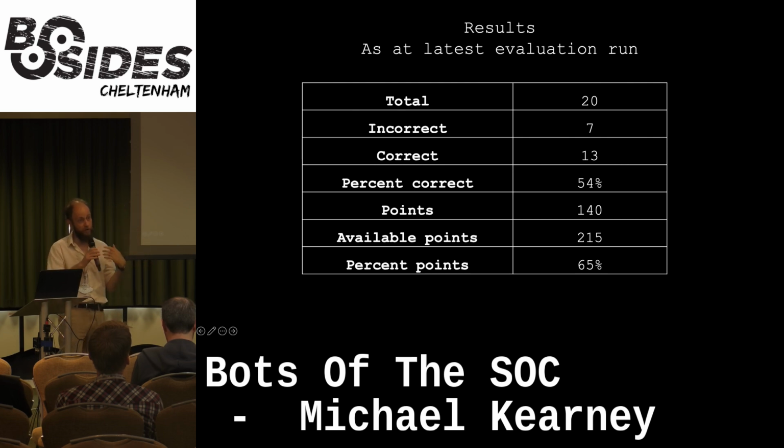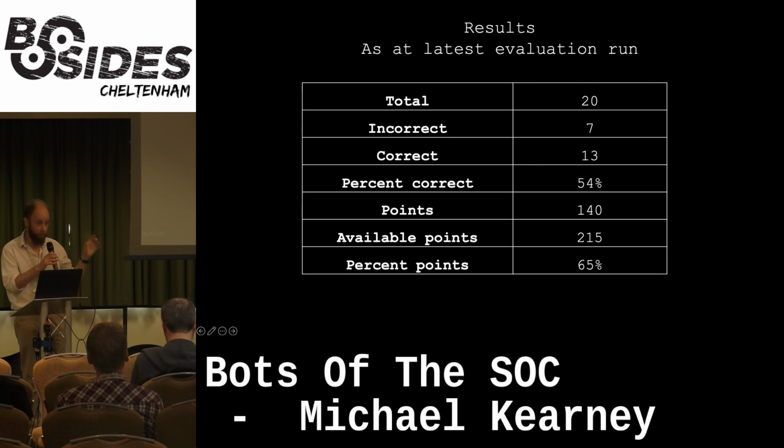But obviously, as anyone who's done Splunk Boss of the SOC knows, they're weighted questions with different points. So actually, its point score was slightly better. It scored 65% on my last evaluation run on Boss of the SOC version 2. I think that's pretty good. That's probably on par with a junior analyst or a reasonably entry-level person, on first attempt.